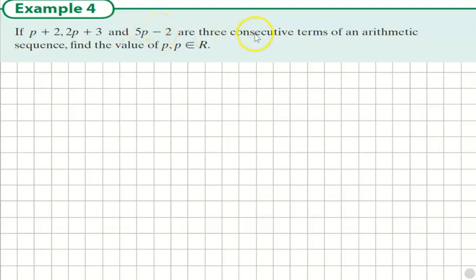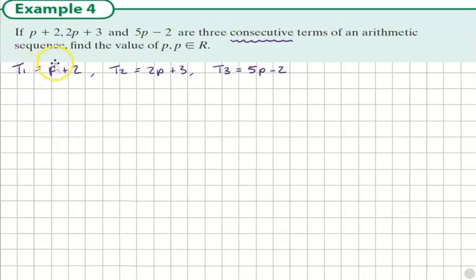It's important to note that these are meant to be consecutive terms, which means one after the next. So the first, the second, the third, for example, or the fifth, the sixth, the seventh, and so on. They're one after the next. It's also important to note the word arithmetic. This is intended to be an arithmetic sequence, which means that the common difference is the same. So the difference between each of the terms, between the first three terms, should be the same.